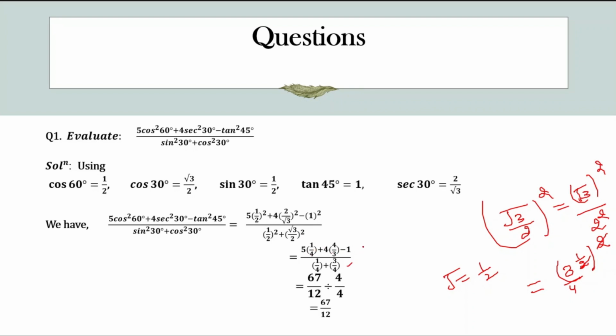So when you solve this by taking the LCM, for the numerator part, you will get 67 over 12. For the denominator, 1/4 plus 3/4 is 4 over 4. So when you solve it, you'll get 67/12 as the answer. I hope it's clear.